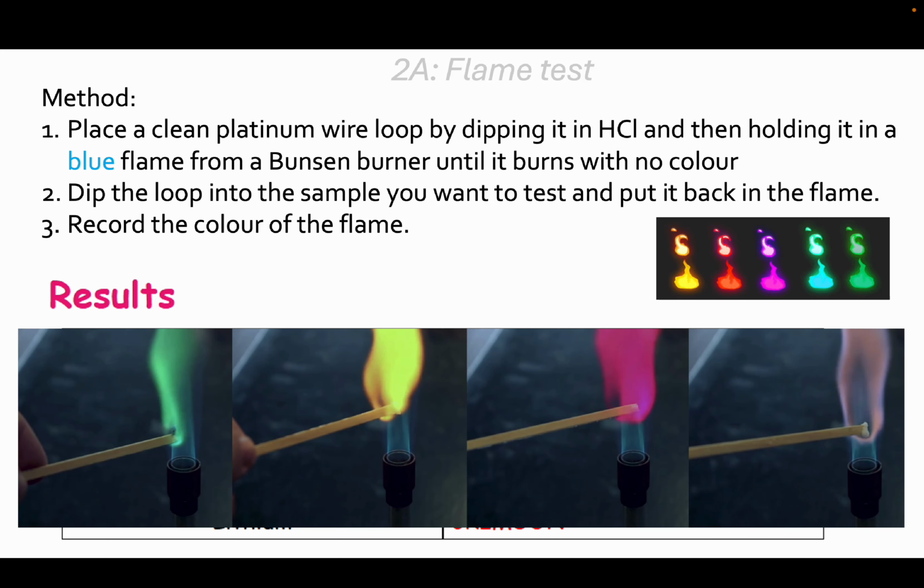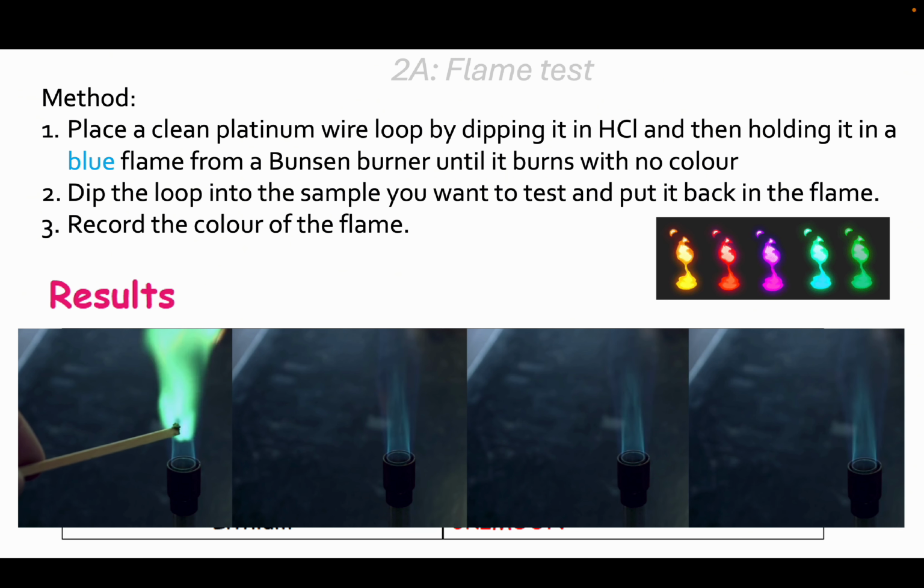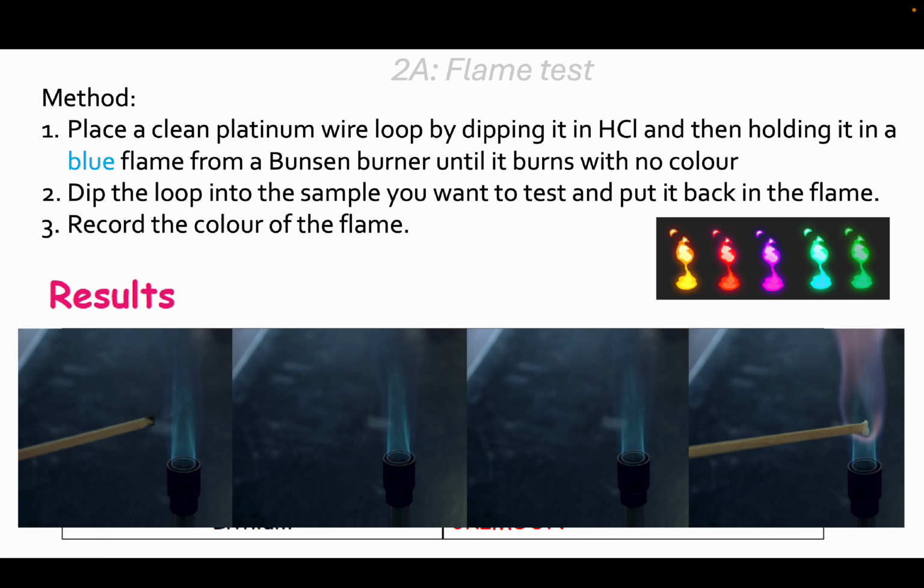So different metals are going to give you different colors. And you need to make sure that you know all the different types of colors that each one gives. I'm going to give you the results for each one over here.